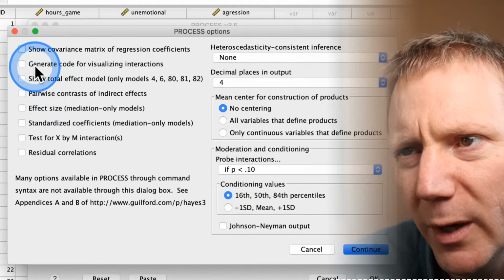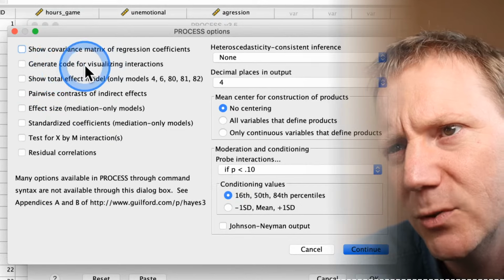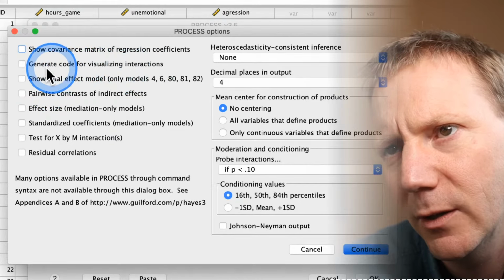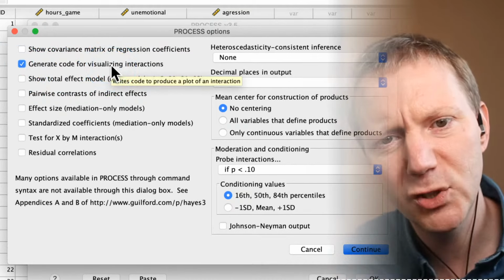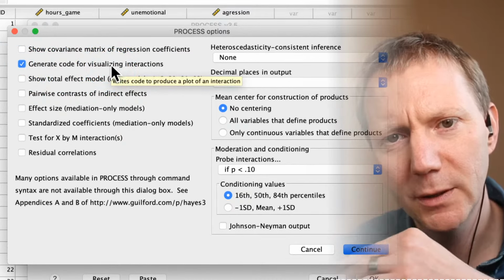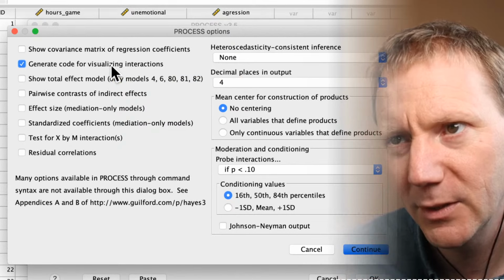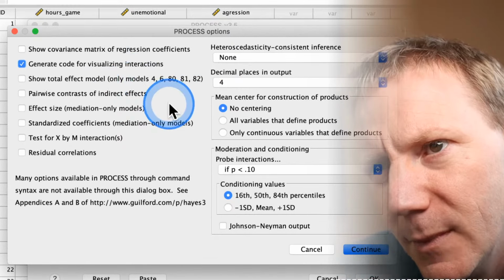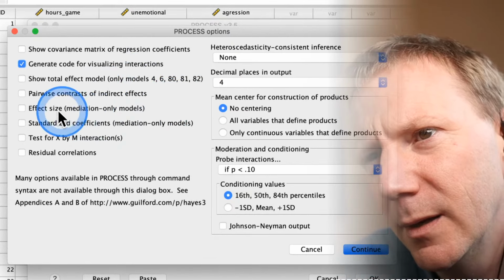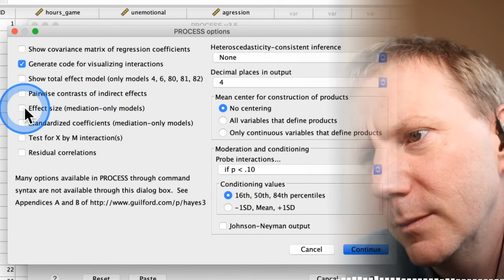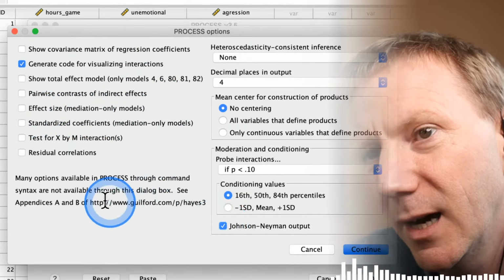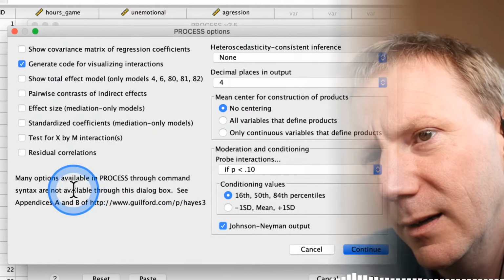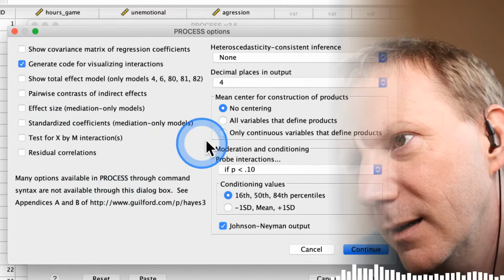What is useful is to generate some code for the interaction, so we could create a graph showing the interaction. That is useful. The Johnson-Neyman output could be handy, and the conditioning values to be centered. So the second option, centered.